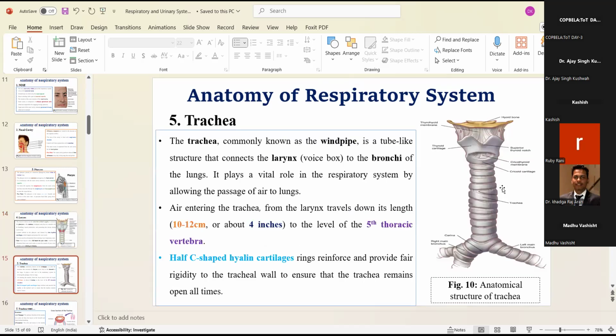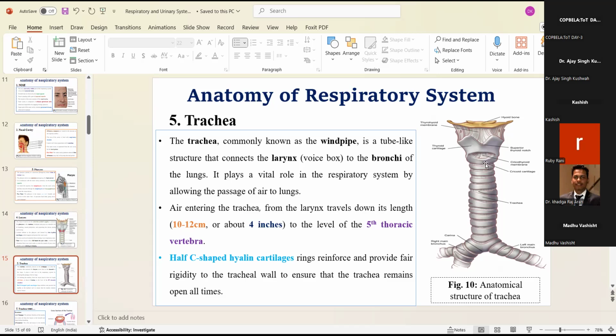Next, a very important part of the respiratory system is the trachea. The trachea is commonly known as the windpipe, and this is the tube-like structure that connects the larynx, that is the voice box, to the bronchi. It also plays an important role in the respiratory system by passing the air to the lungs. In the diagram you can see this pipe-like structure is known as the trachea.